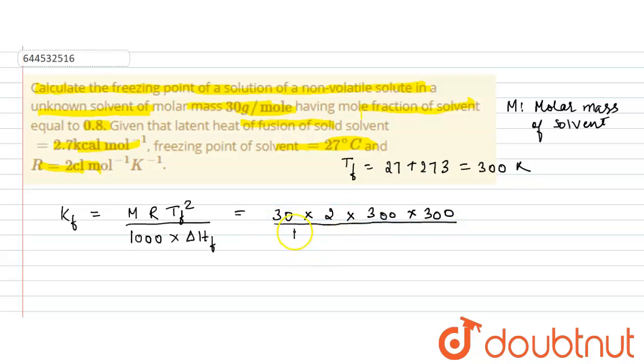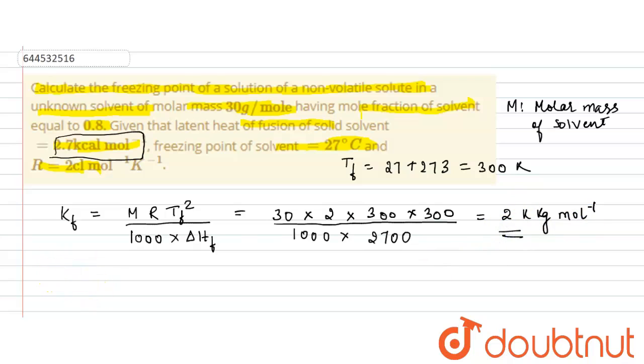This will be divided by 1000 into delta Hf. The value of delta Hf, that is the heat of fusion, is 2.7 kilocalorie mole inverse, or you can say it is 2700. So this is the entire value. Now when you calculate, this value will come out to be 2. So the value of Kf is 2 Kelvin kg mole inverse. This is the unit. It is very important that the value of Kf comes out to be 2.